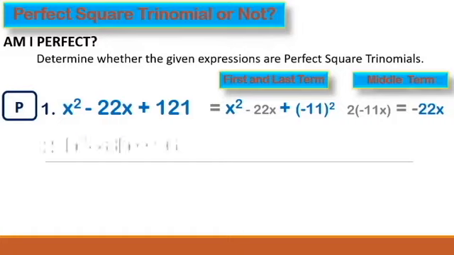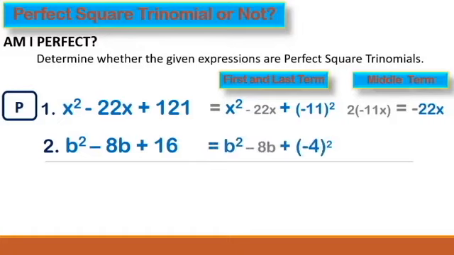Number 2, we have b squared minus 8b plus 16. So check the first and last terms if they are perfect squares. We have b squared, and 16 can be written as negative 4 quantity squared since the middle term is negative. And checking for the middle term, we have negative 4 times b is negative 4b times 2 is negative 8b. So we have a perfect square trinomial.